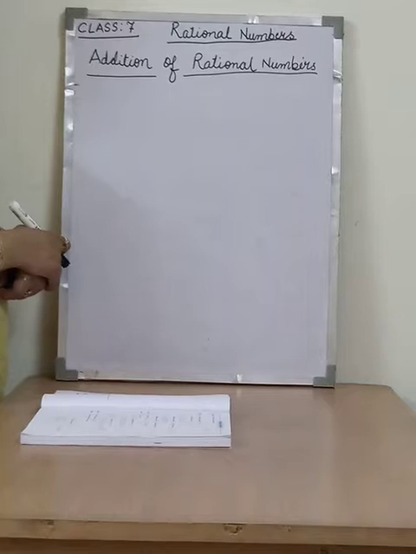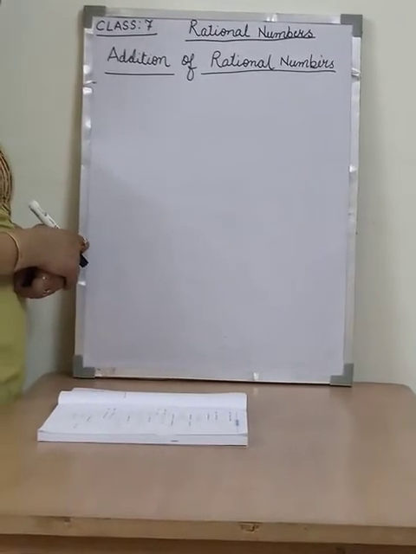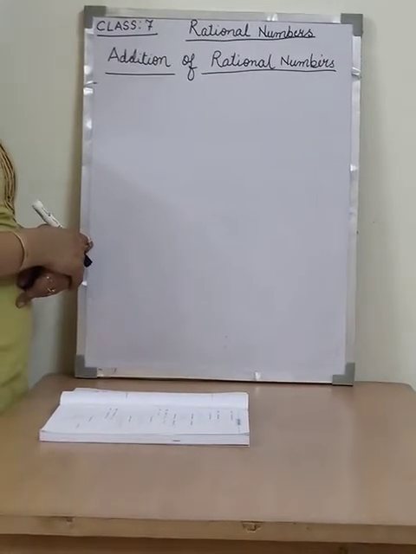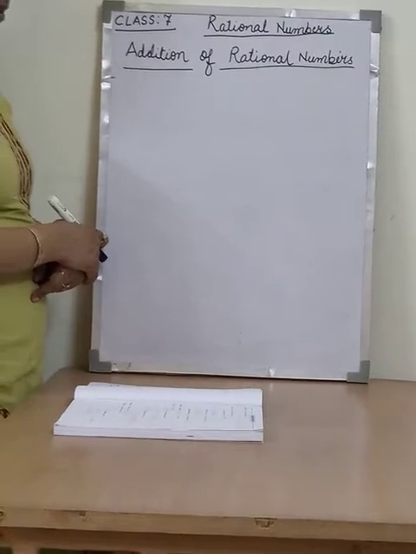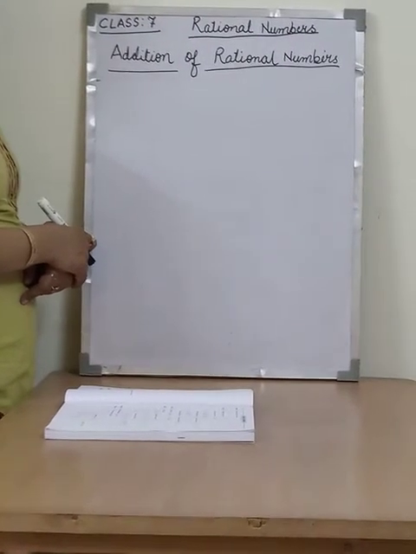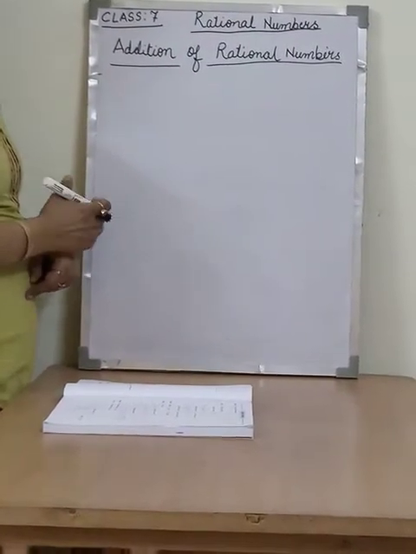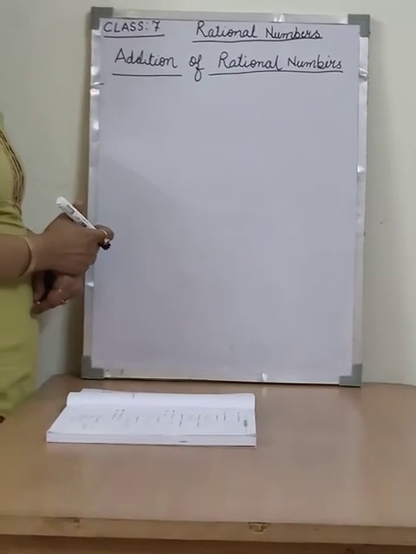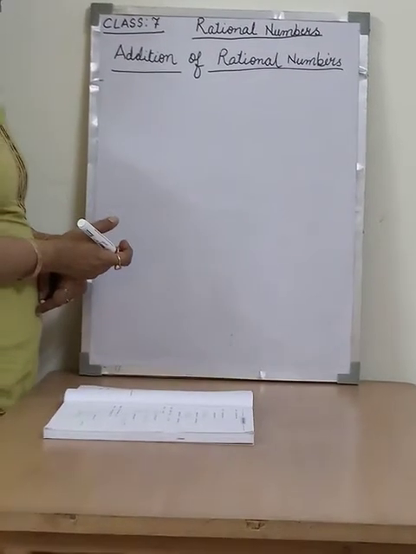Today I hope everybody has completed the previous exercise. Today I am going to discuss addition of rational numbers. The addition of rational numbers is exactly the same as how we add fractions. You know very well how to add fractions.